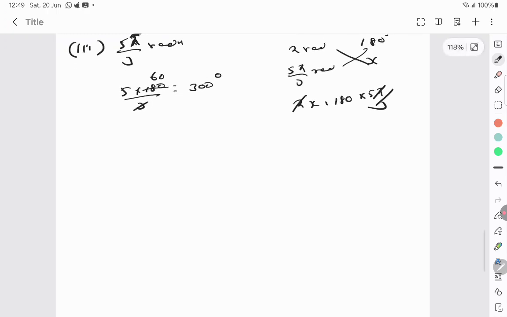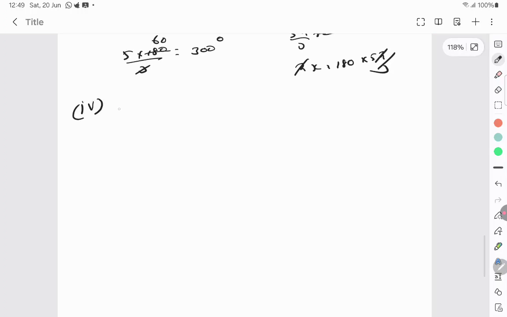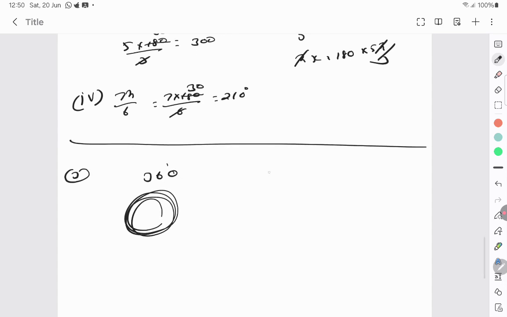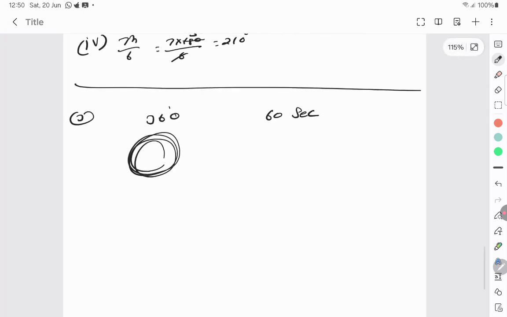Okay, so then let's go to the fourth question. 7 pi by 6 is 7 into 180 by 6, so 210 degree. So let's go to the next kind of sums, which is the third sum. A wheel makes 360 revolutions in 1 minute, which means in 60 seconds. How many radians does it cover in 1 second?